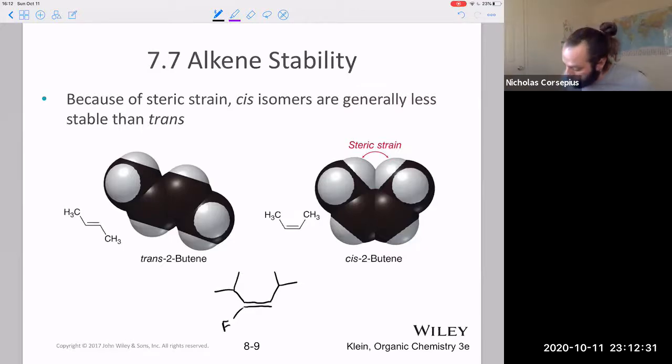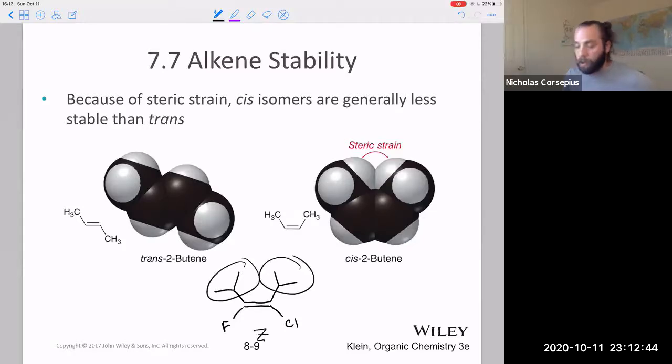So if we just did something like this, this would be the Z isomer, which would be less stable because you have these big bulky groups that are clashing, right? So the name of the game for alkenes in terms of evaluating stability is: the bigger the group, the more that they want to be on opposite sides of that double bond.